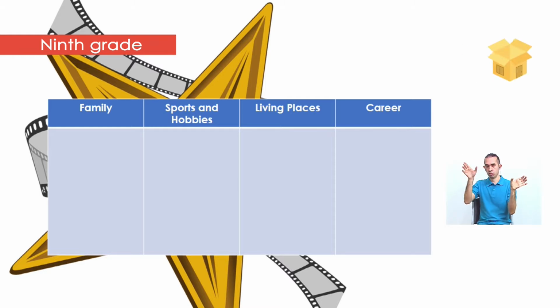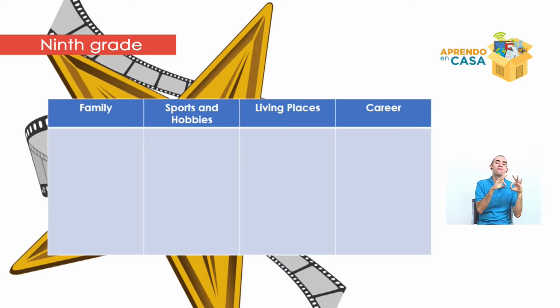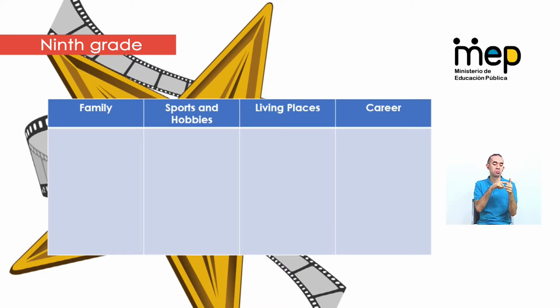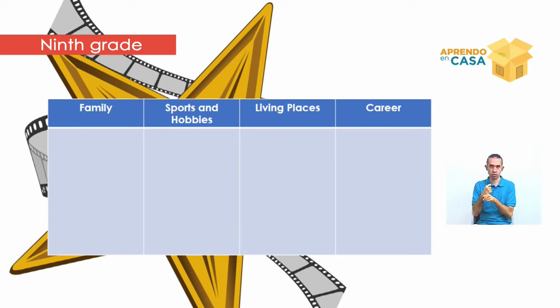Remember that we're talking about Jennifer Lawrence. We're reading about her, and I want you to talk about family. What information can you extract about her family? Sports and hobbies. What information? Living places. Where has she lived? And about her career. This word is very important, career.